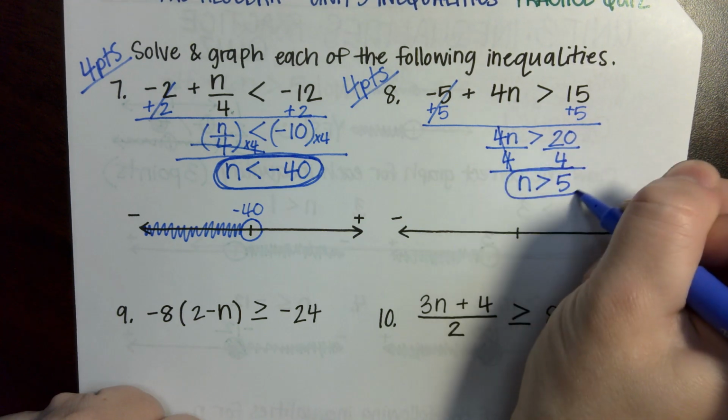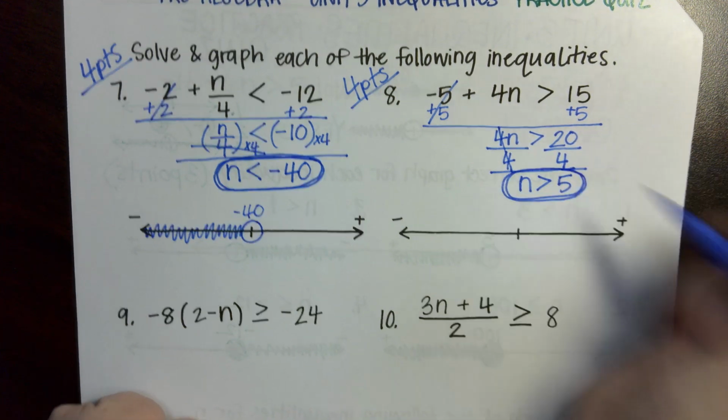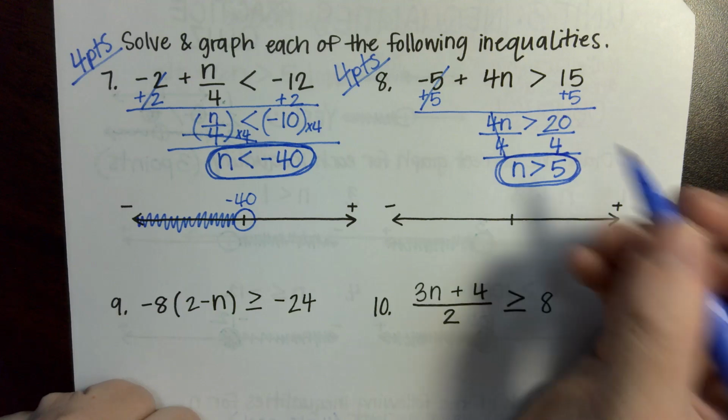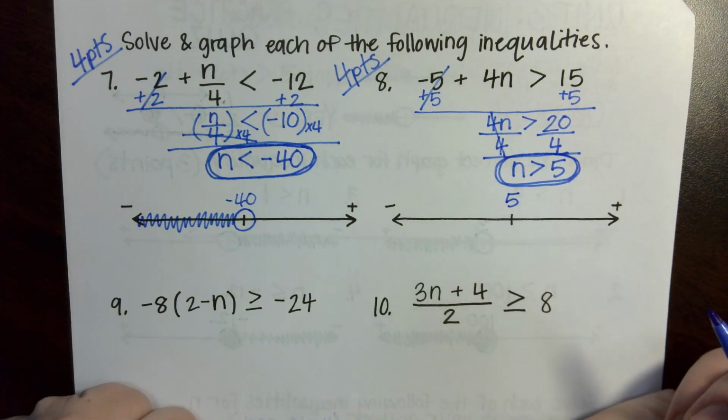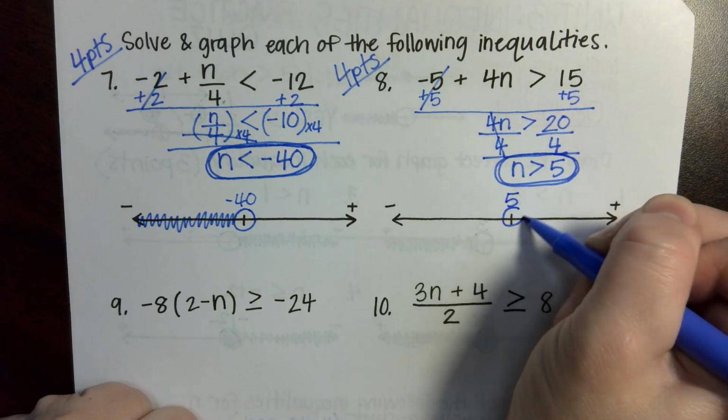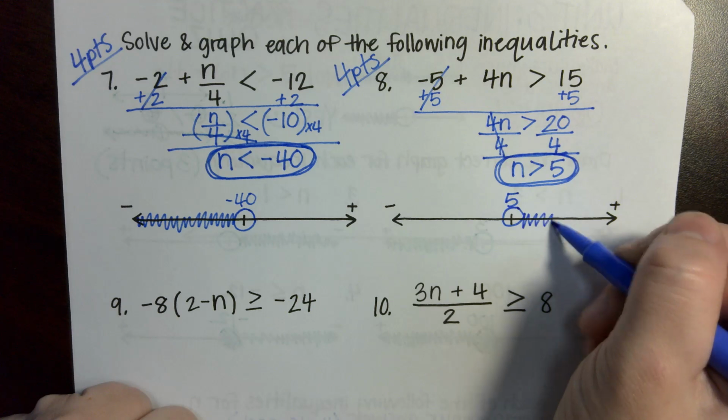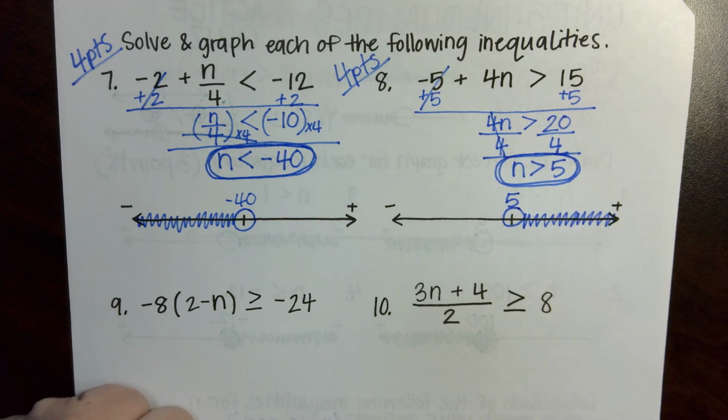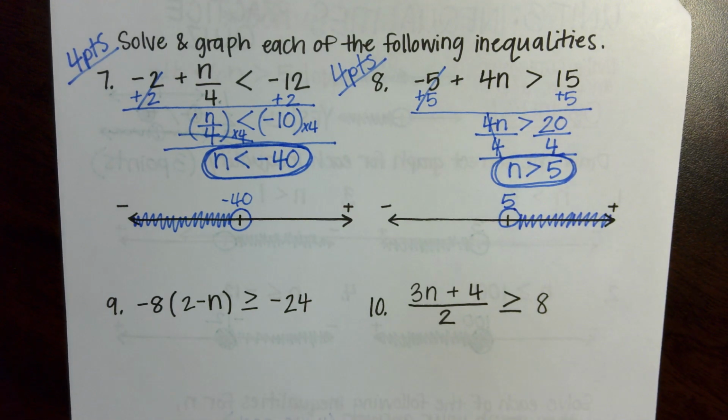Okay, how do I graph this? 5 on the line. 5 on my tick mark. Open circle. To the right. Good. Very good. Perfect job, guys.